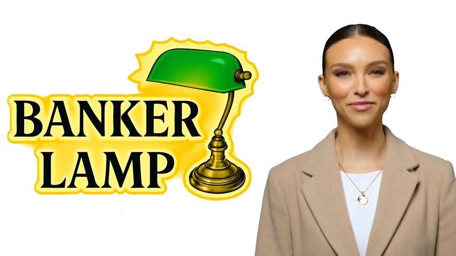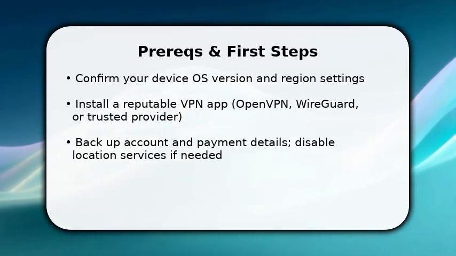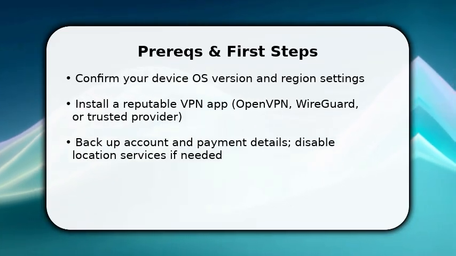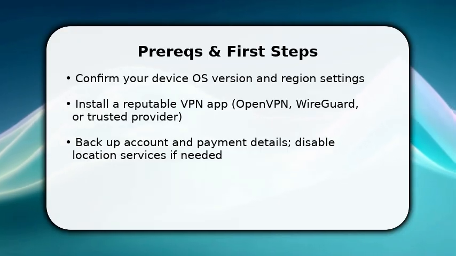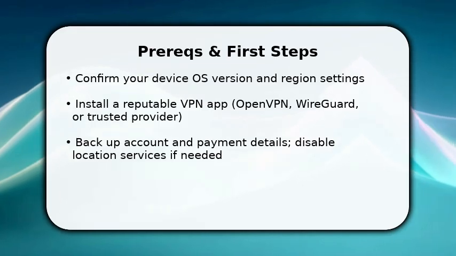You start by confirming your device OS and current App Store region so you know what must change. Install a trusted VPN app and sign in. Choose a server in the target country. Once done, close the App Store fully and clear its cache or force stop the app so region data resets.